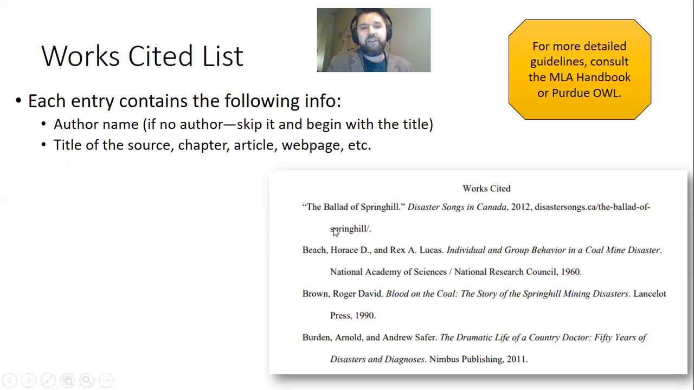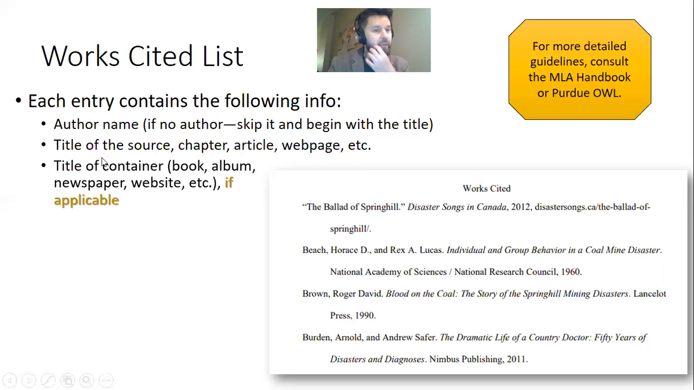After the name, you're going to see the title of the source, the chapter, the article, the web page, whatever the thing is. So that appears first in this one because there was no author. But here the title is Individual and Group Behavior in a Coal Mine Disaster. Here the title is Blood on the Coal, the story of the Spring Hill mining disasters. So that's going to be the title of the source.